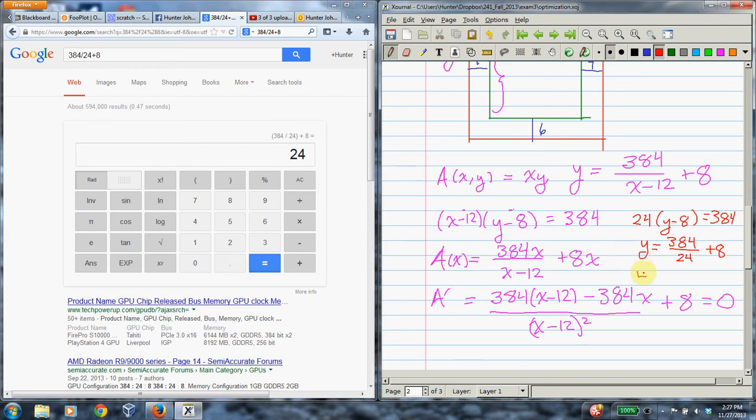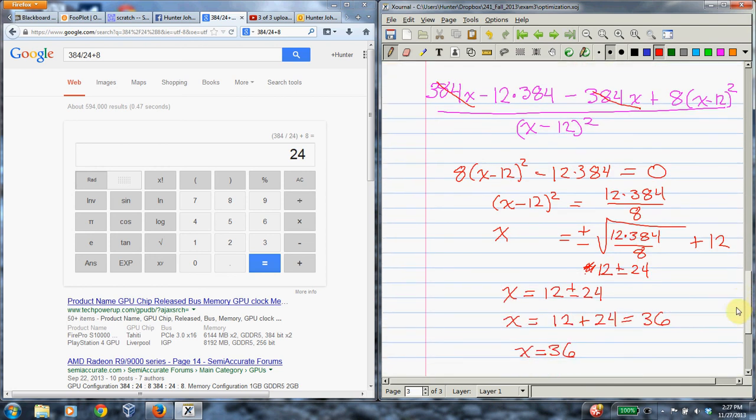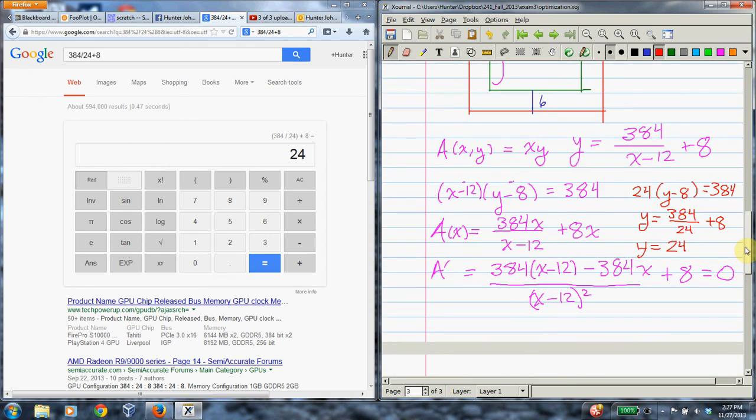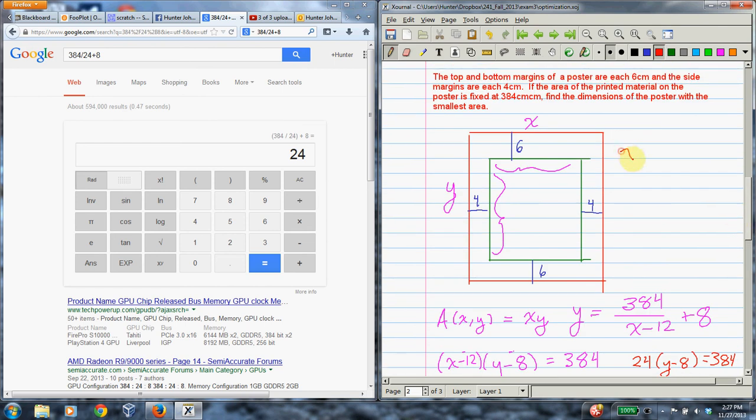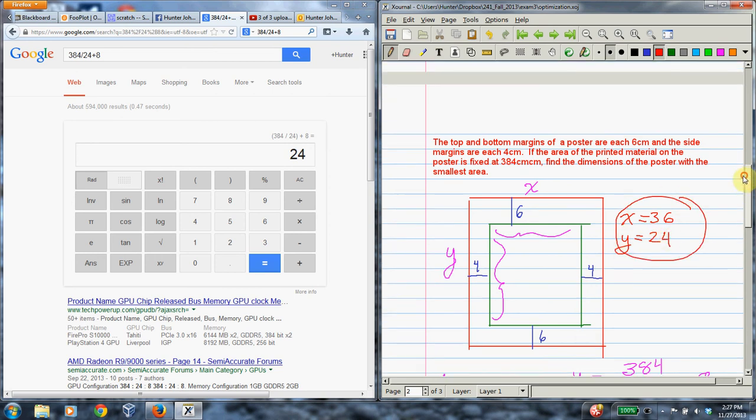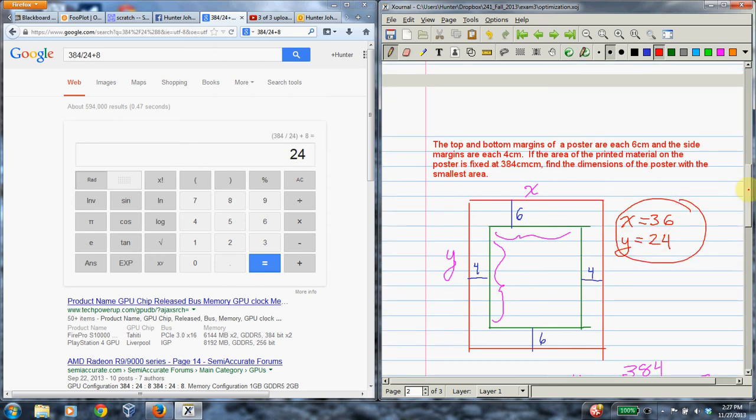No, wait, x was not 24, right? But so the solution is that x is 36. Remember, x is 36 down here. X is 36, and y is 24, and that is the solution. So x equals 36, y equals 24. And that makes the area smallest, okay?